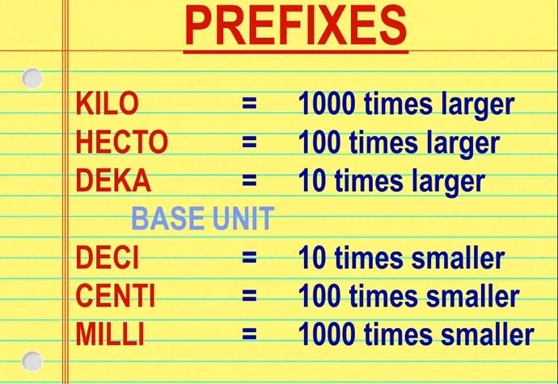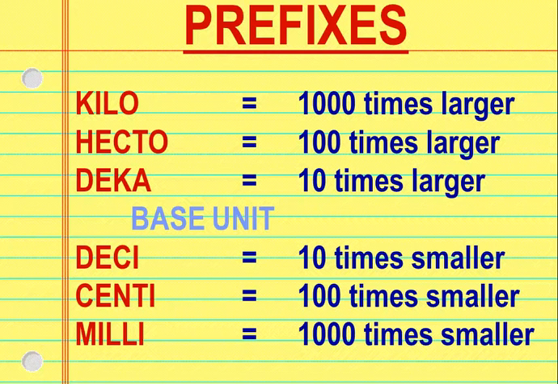So for instance, I can have a kilometer, a hectometer, a decameter, a meter. Right? A meter is still a unit. It just doesn't have a prefix in front of it. All right, that's what we would consider the base unit. I can have a decimeter, I can have a centimeter, and I can have a millimeter. All right, so I can put anything in front of those base units, as long as it's one of those prefixes.